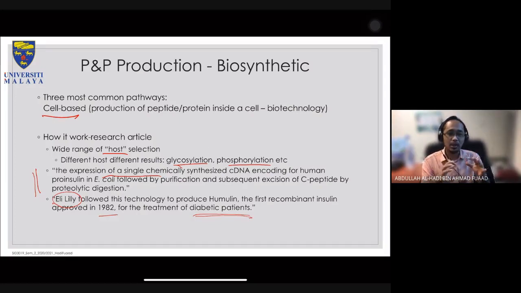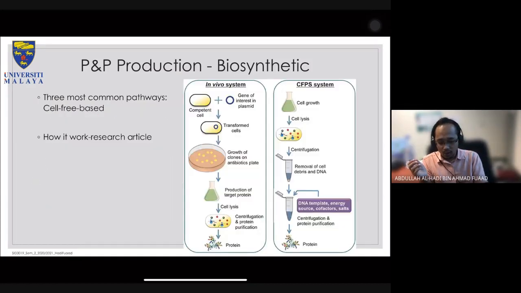So it's not just about theory, it's not just about learning about it. This is actually what the industry is using. So instead of opting for a total synthesis, sometimes it's cheaper to produce in a biosynthetic approach. Okay, all right.